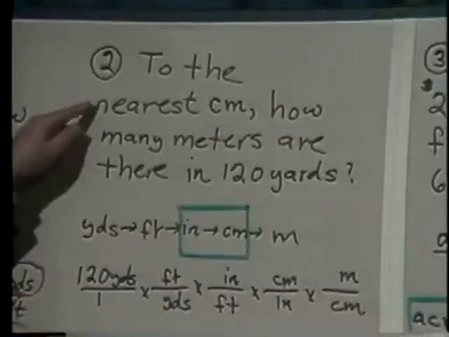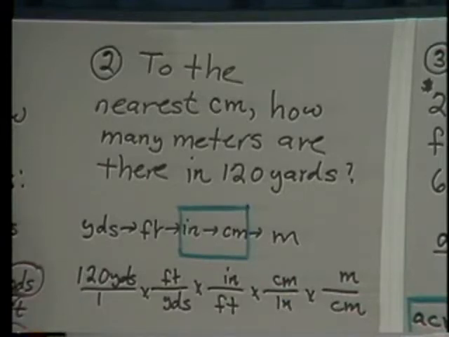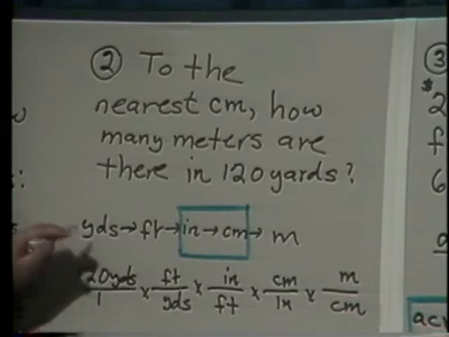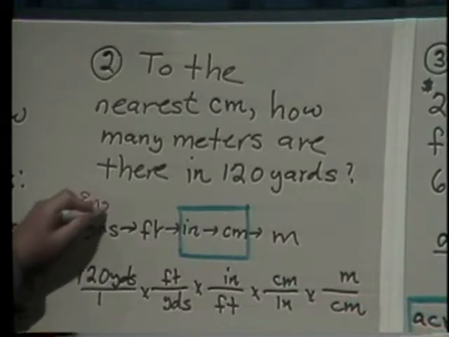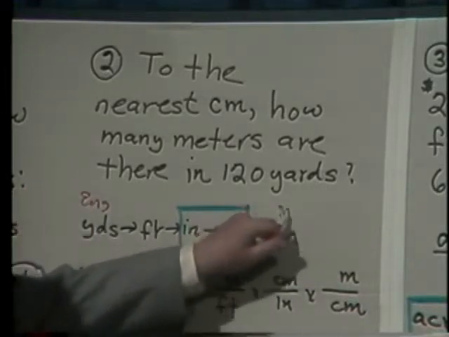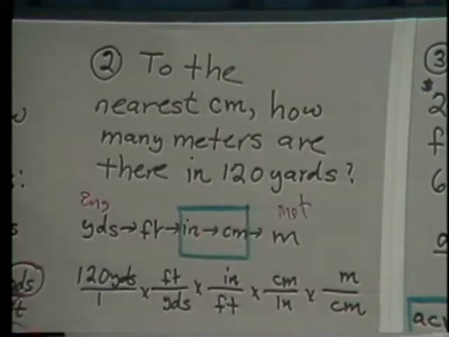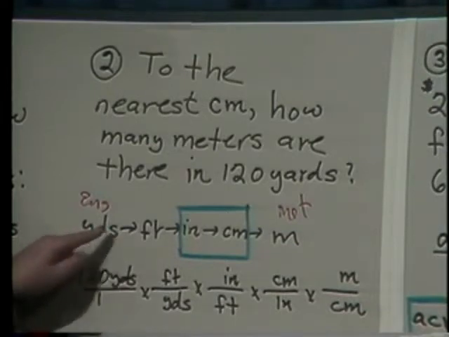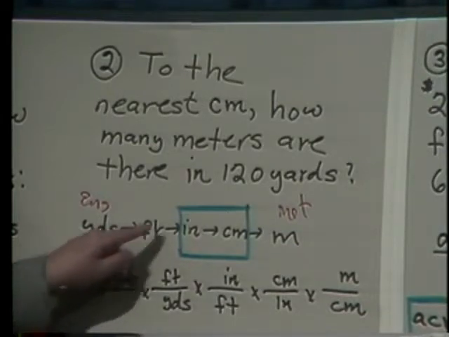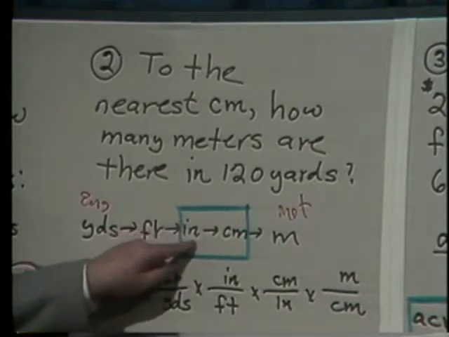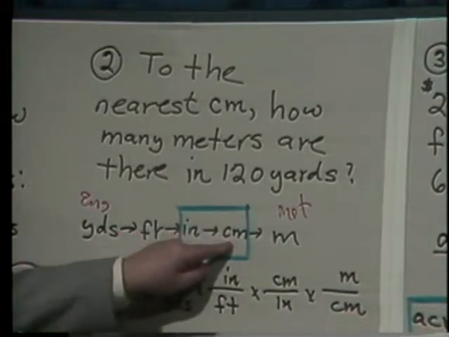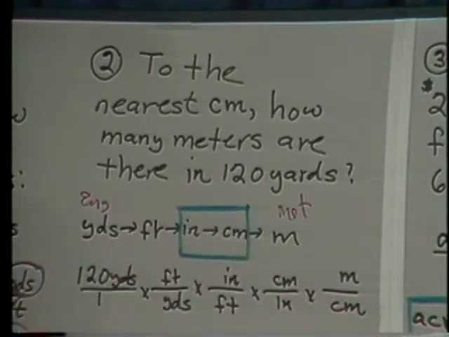See, this says what? To the nearest centimeter, how many meters are there in 120 yards? So the thing goes something like this. I'm given yards, which is the English system, and I want to get to meters, which is the metric system. And the way I'm going to do that is to think through what my conversion factors are. I know that I can get from yards to feet and from feet to inches. Once I get to inches, I can cross over into the metric system. From inches, I get to centimeters. From centimeters, I can then get to meters.